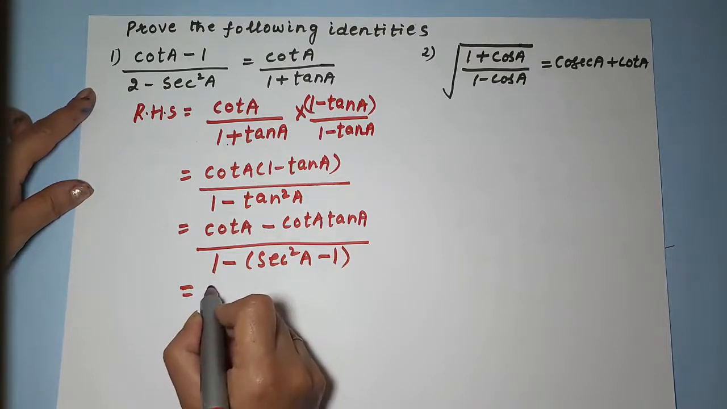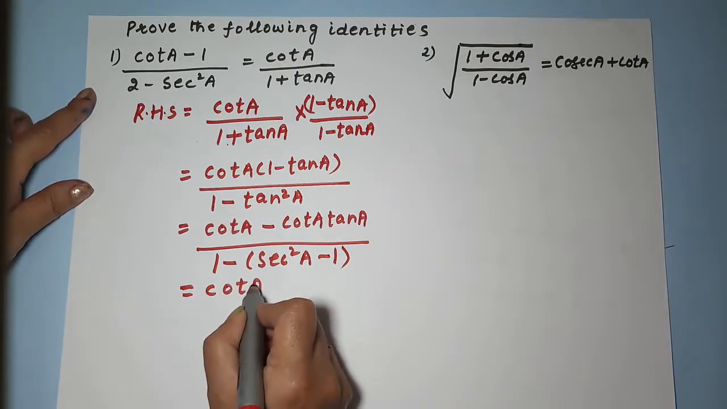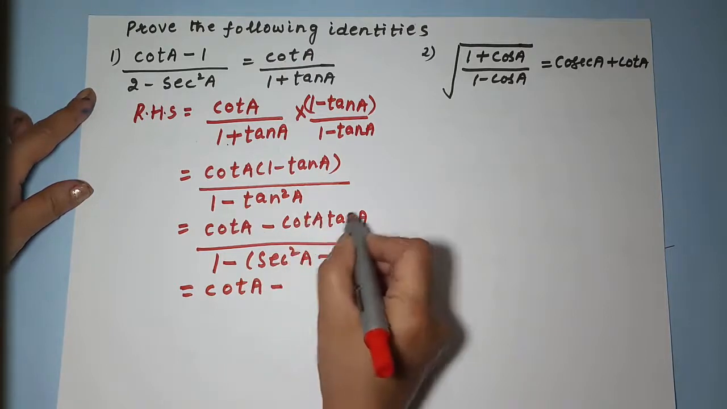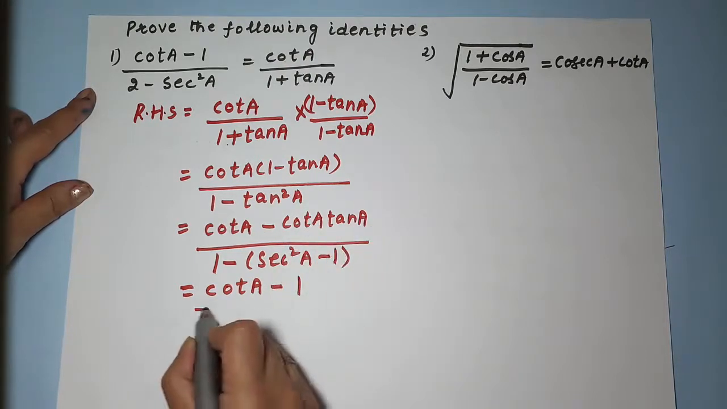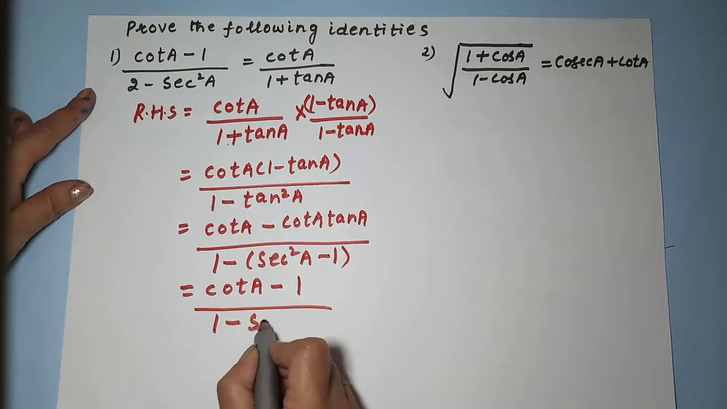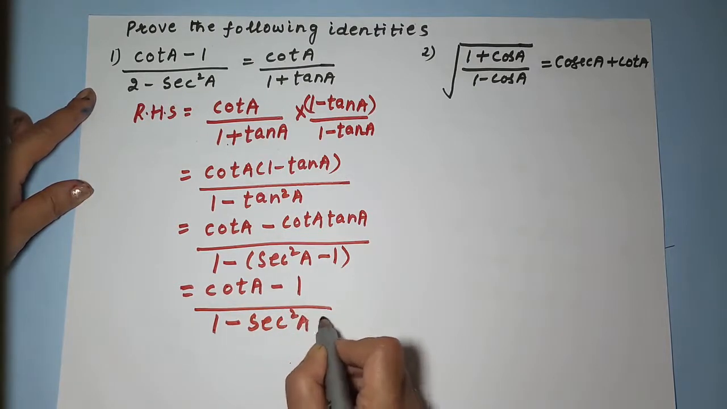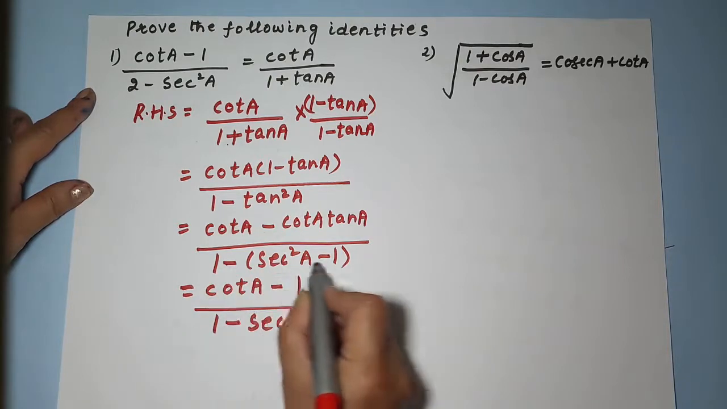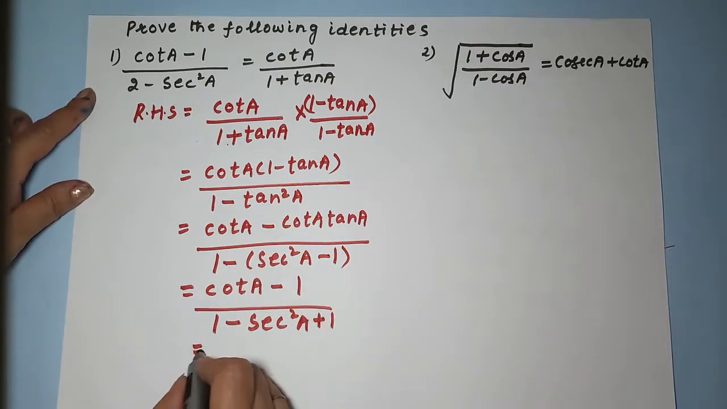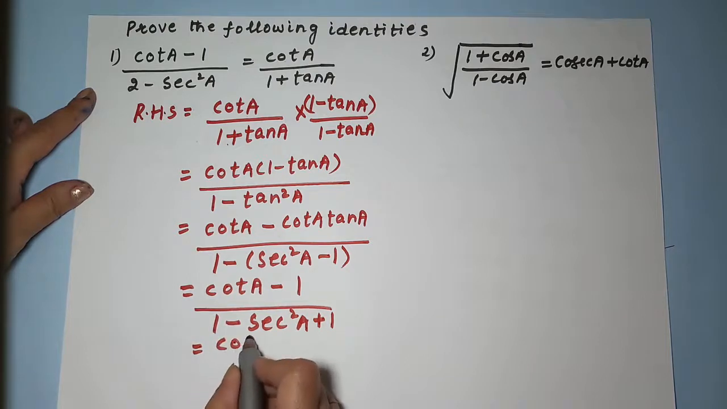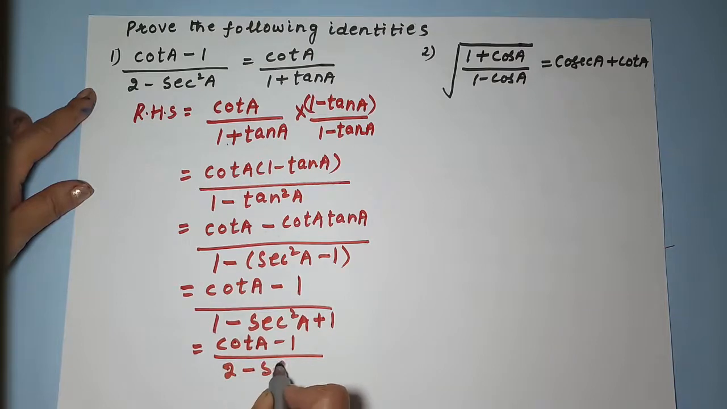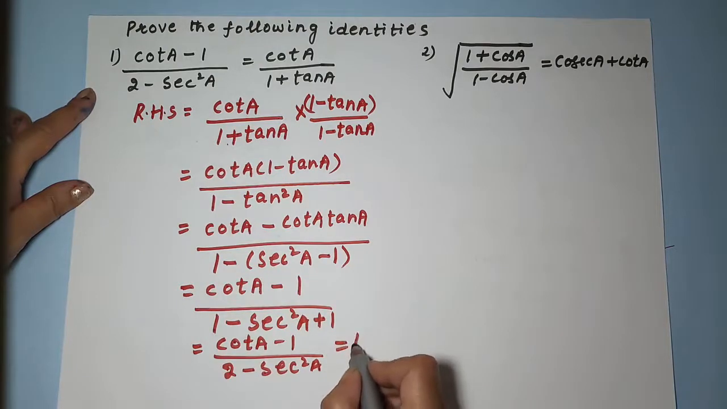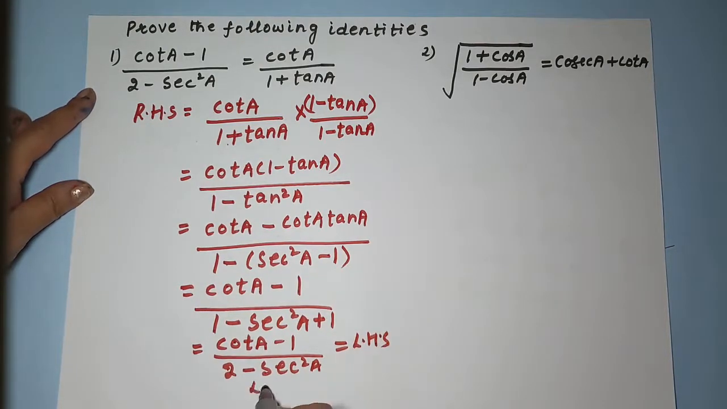So I will have cot A minus, this will get cancelled and we will have 1 because they are reciprocals of each other, upon 1 minus (sec square A minus 1), minus becomes plus. Now this becomes (cot A minus 1) upon (2 minus sec square A), because 1 plus 1 is 2. Is that your left hand side? Yes. So you have proved your left hand side equal to right hand side.